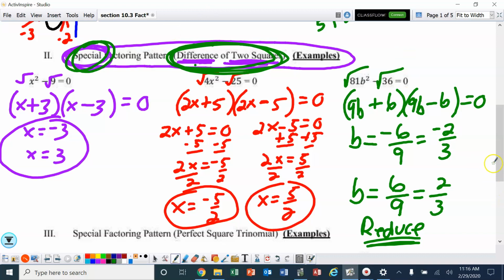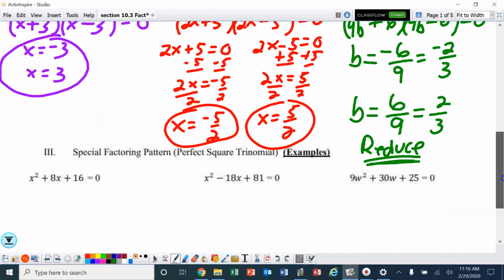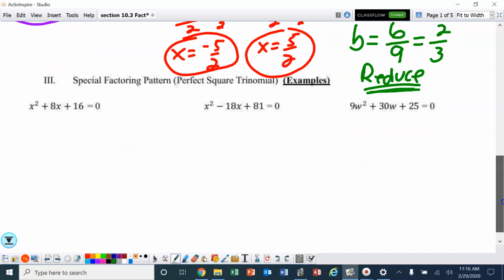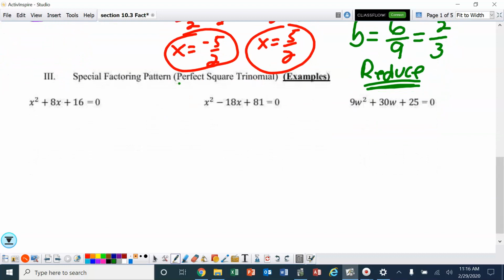Okay, the next one is also a pattern, a special factoring pattern. These are called perfect square trinomials. All right, well, what's so special about these?